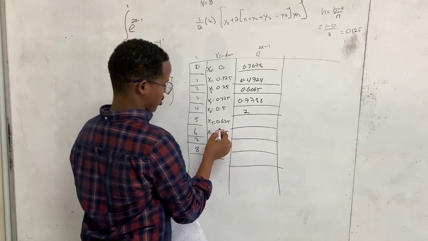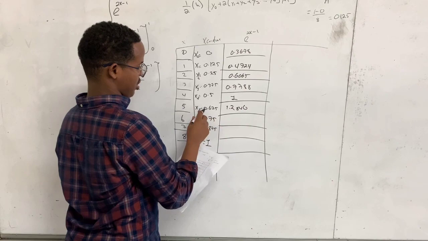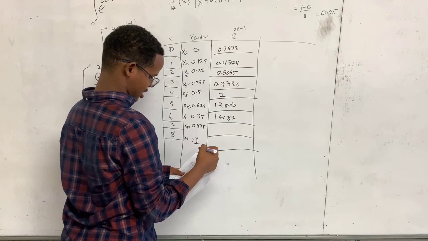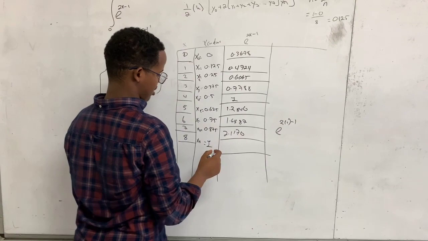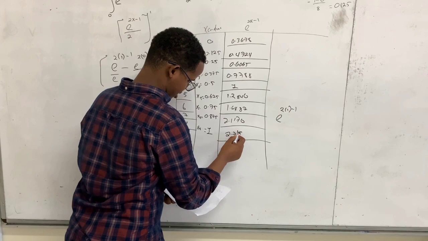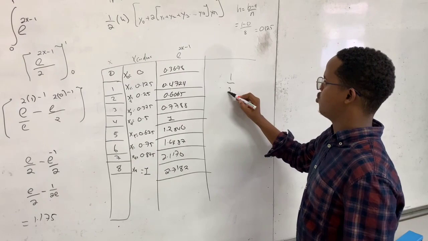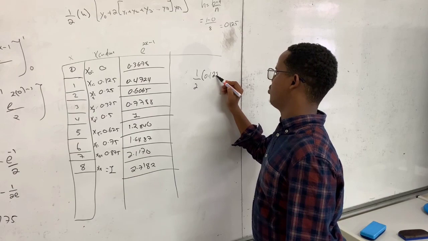When we put 0.625, it is equal to 1.2840. When we put x6, 0.75, it is equal to 1.6487. When we put x7, it is equal to 2.1170. On the last one, when we put 1, for example, e power 2 times 1 minus 1, it is equal to 2.7182. At this point, we have to put the formula: 1 divided by 2, for h we get 0.125, and then plus 2.